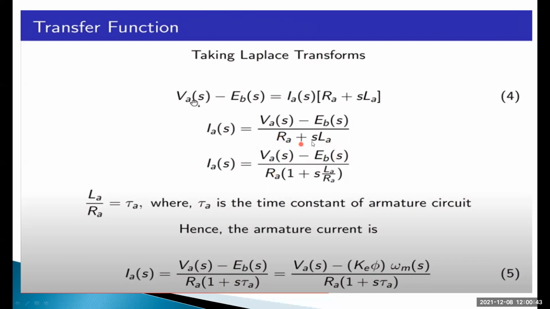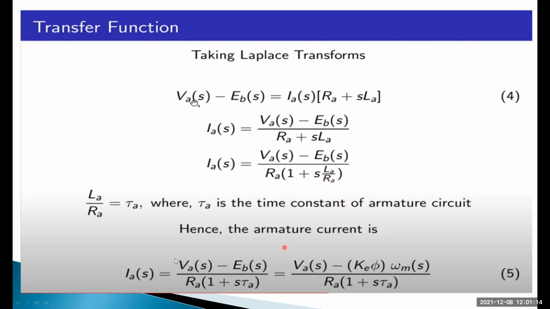Taking Ra common in the denominator, you will get 1 plus s into La divided by Ra. La divided by Ra is called one time constant, equal to tau a. Tau a is the time constant of the armature circuit, where La is the armature winding inductance and Ra is the armature winding resistance. That's why tau a is La divided by Ra, the armature winding time constant.